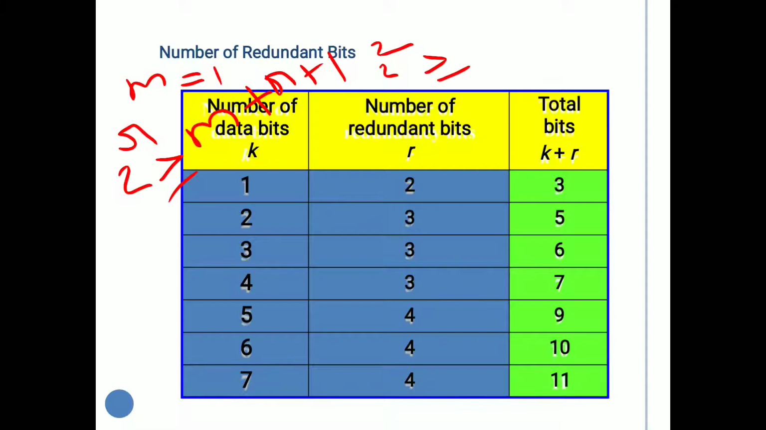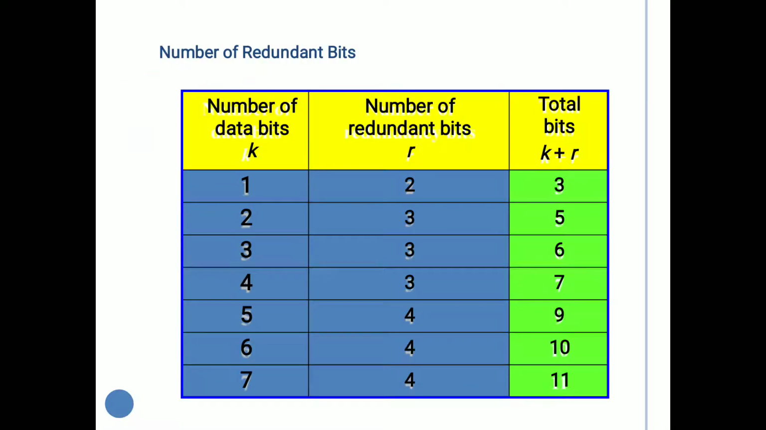2 to the power of 2 greater than or equal to 1 plus 2 plus 1. That means 4 greater than or equal to 4. So the condition is satisfied here. That means if the number of data bits in the original message is 1, then we need to append 2 redundant bits. So if it is 1, then we will add 2 redundant bits. So totally the code is k plus r, 1 plus 2, that is 3.